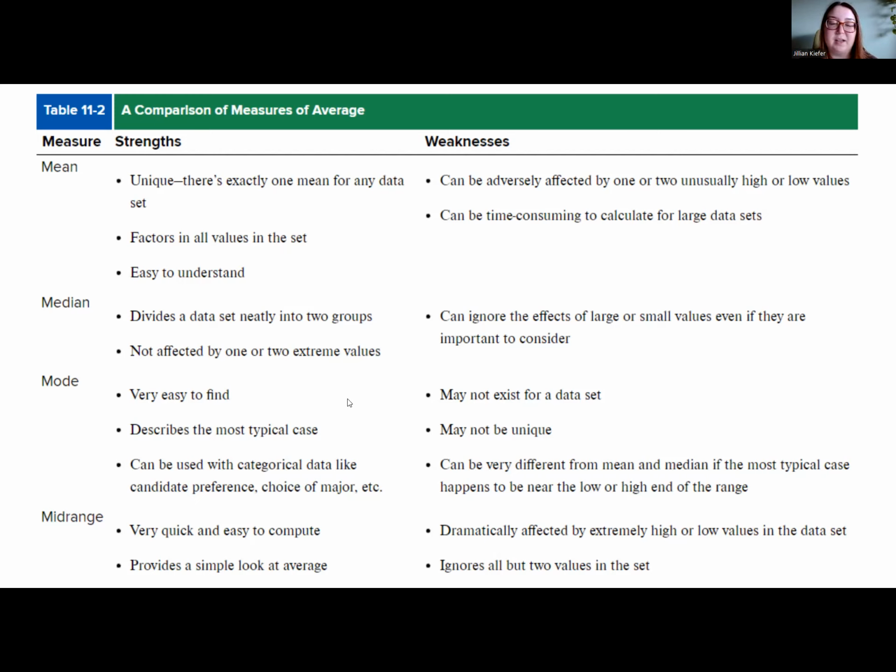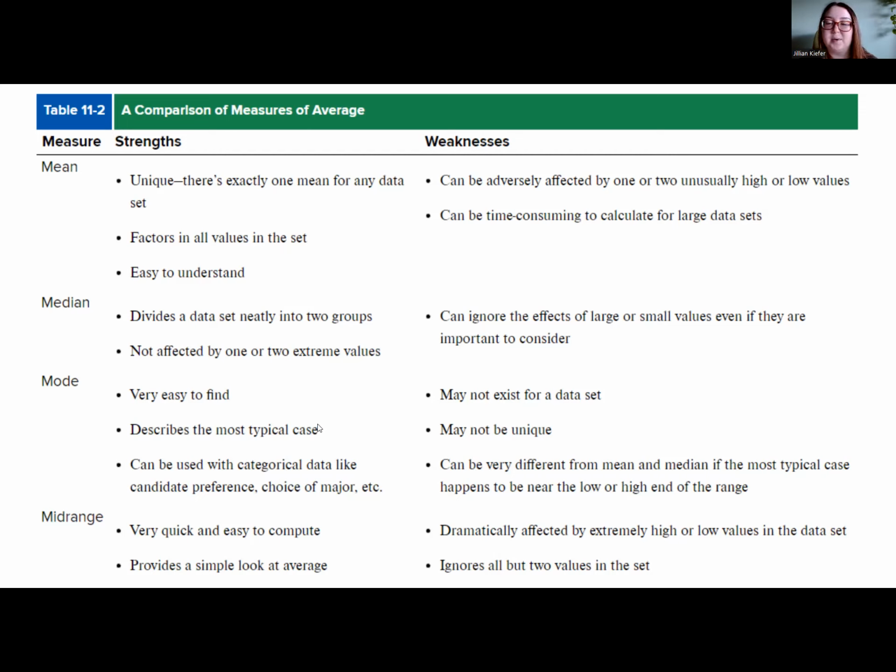Then we have the mode. It's very easy to find. You're just looking for the numbers that appear the most. It describes the most typical case and can be used with categorical data like candidate preference and choice of major and whatnot. That question that we asked at the very beginning, where do you think you're the average college student, that was actually using the mode. We saw that that was just the most typical case. So that was an example of finding the mode. It's a measure of average, but it's not the mean or the mathematical average, which is the mean.